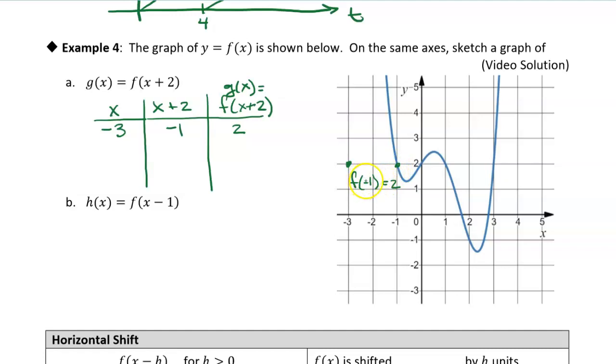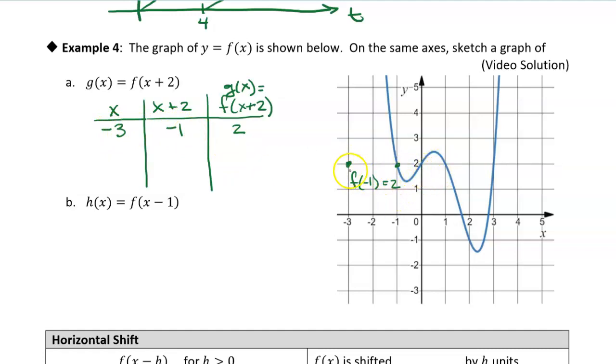So it's kind of counterintuitive. We added 2 to x and it shifted to the left, which is in the negative direction. But it makes sense if you just think it through. Take it slow, think it through. We want the input to the function to be -1 because we know that point, and so then we know that the output of f of x is 2. And x equals -3 is what gives us x plus 2 equals -1. So we can do that for other points too.